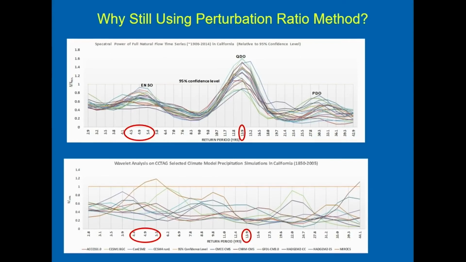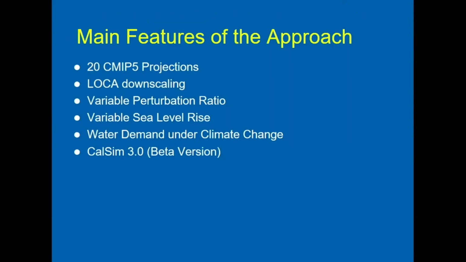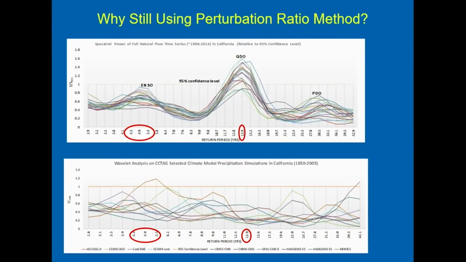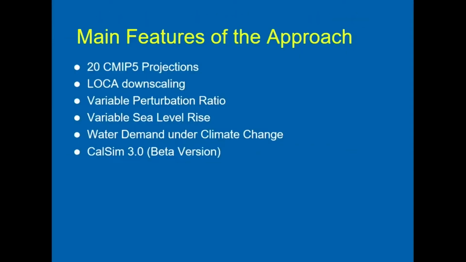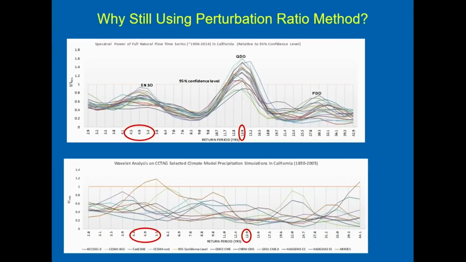So they affect California climate a lot. You can see this is more significant than ENSO and PDO, and this is around a 14-year period. So this is California's climate internal variability. Now look at this, the 20 GCM or 10 GCM.